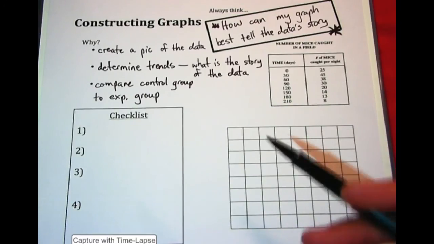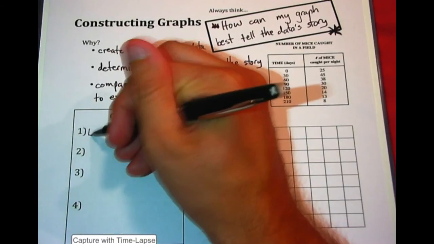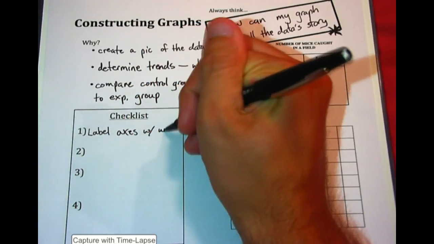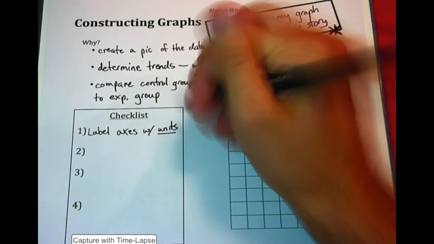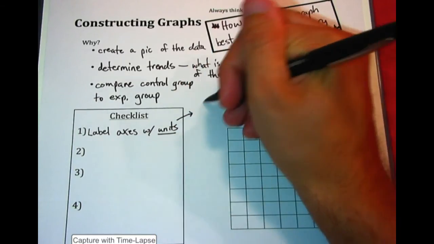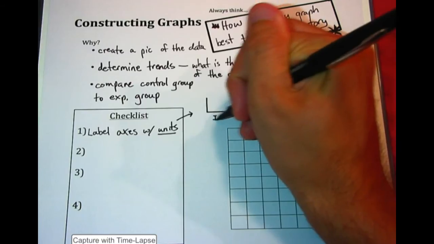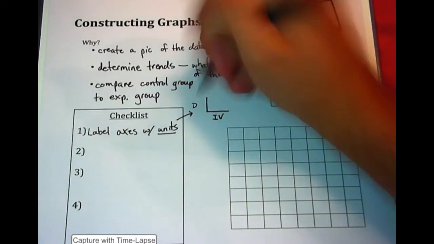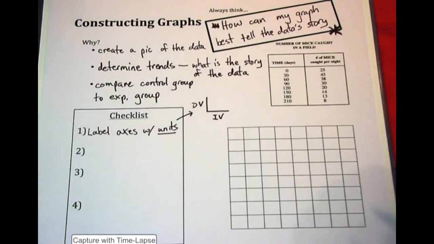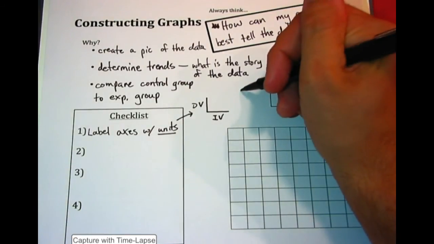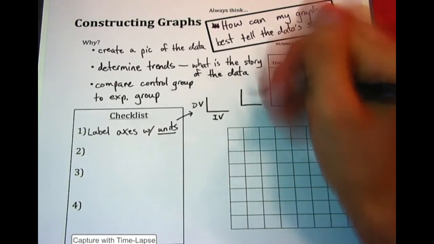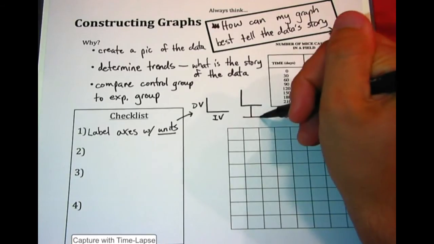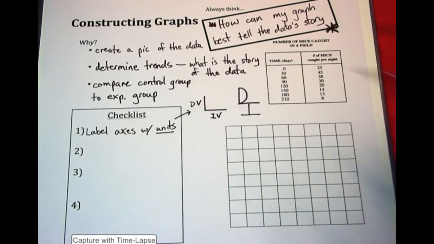The first thing we want to do when constructing a graph is to label our axes with units. In general, most of the time we want our independent variable on our x-axis and our dependent variable on our y-axis. A way I sometimes think about it: you can't make a D out of the x-axis, but you can make an I and then a D here. Just a helpful way to remember that.